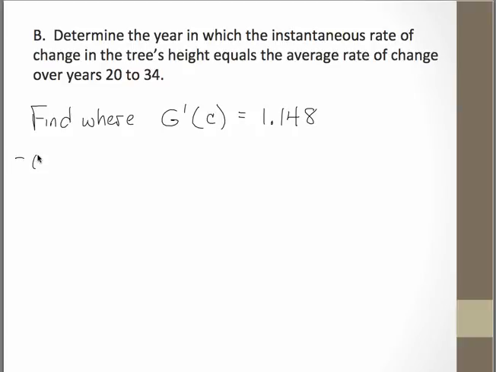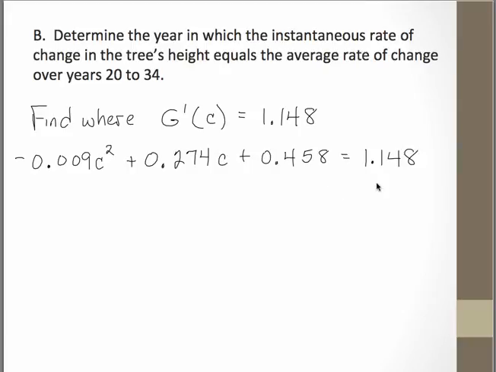If we go ahead and find the derivative, we'll have negative 0.009, and remember I'm going to use c. If you use t squared, that's okay. Plus 0.274 c plus 0.458, and that's equal to the 1.148. So we need to subtract that 1.148 over to the other side, because if we're going to use the quadratic formula, this quadratic does have to be set equal to 0. When we subtract that away, we get negative 0.69.